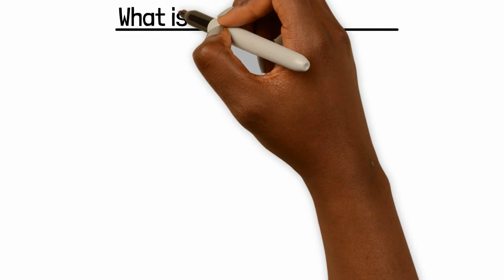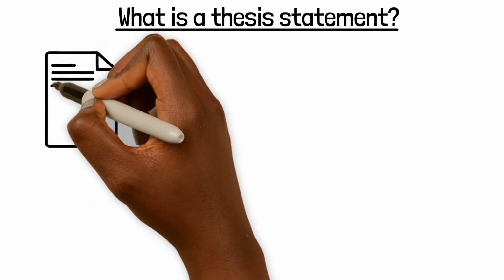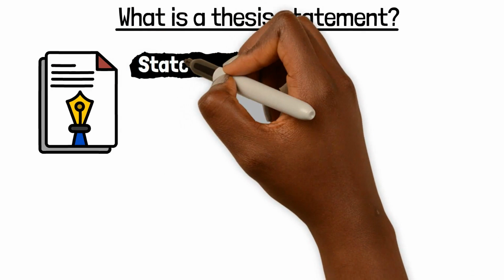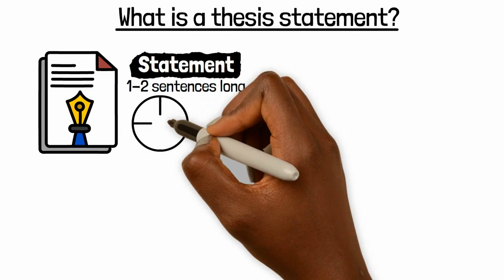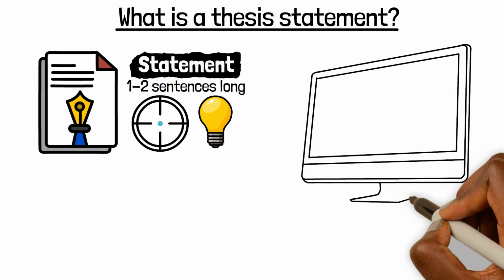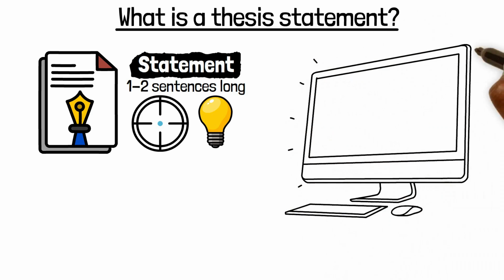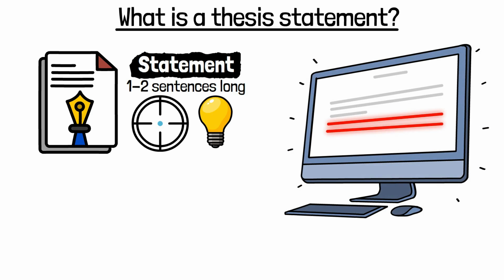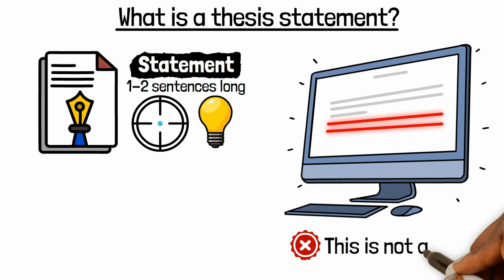Firstly, what is a thesis statement? In simple terms, it's a statement, usually 1 to 2 sentences long, that highlights the main argument or claim of an essay. It typically appears at the end of an introduction paragraph. The sentences that precede it provide some context. However, this is not a rule.